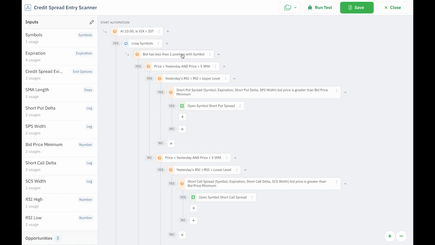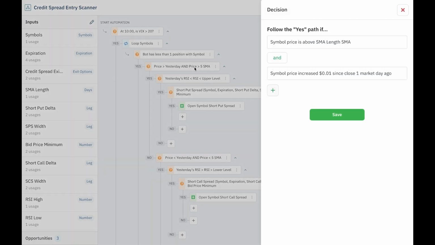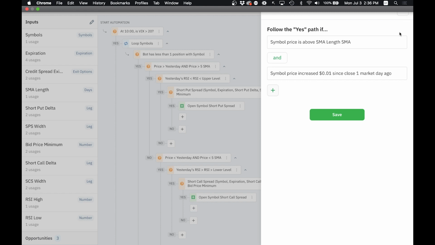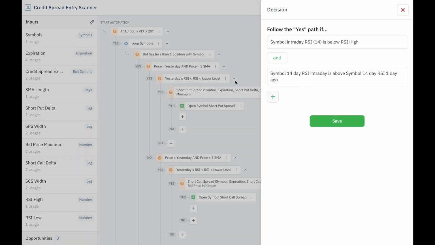All right, so this one is the same. Here is something different that I'm going to be adding. Before, I just wanted to make sure that the underlying price was above the 5 SMA, but now I also want to make sure that the price is higher than it was the previous day. So I want to make sure that the price continuation is there, not just the placement of the price above the 5 SMA.